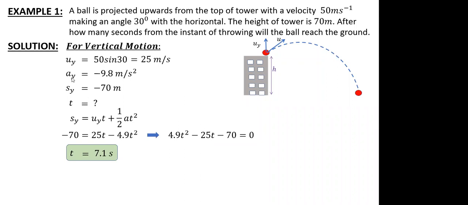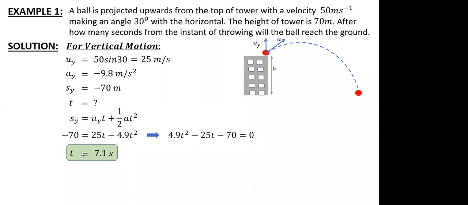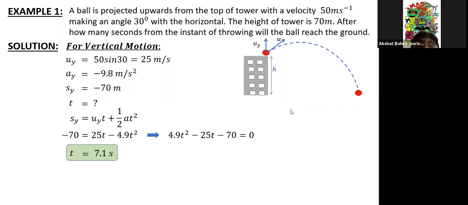Initially when you throw, that is against the gravity, so acceleration is minus 9.8. And the vertical velocity is nothing but your vertical component, which is u sine theta. So 50 sine 30, that is 25. Once you know all the values, just apply the second motion equation, you will get the value of time it takes to reach the ground. Okay. Understood, sir. Thank you. Welcome.